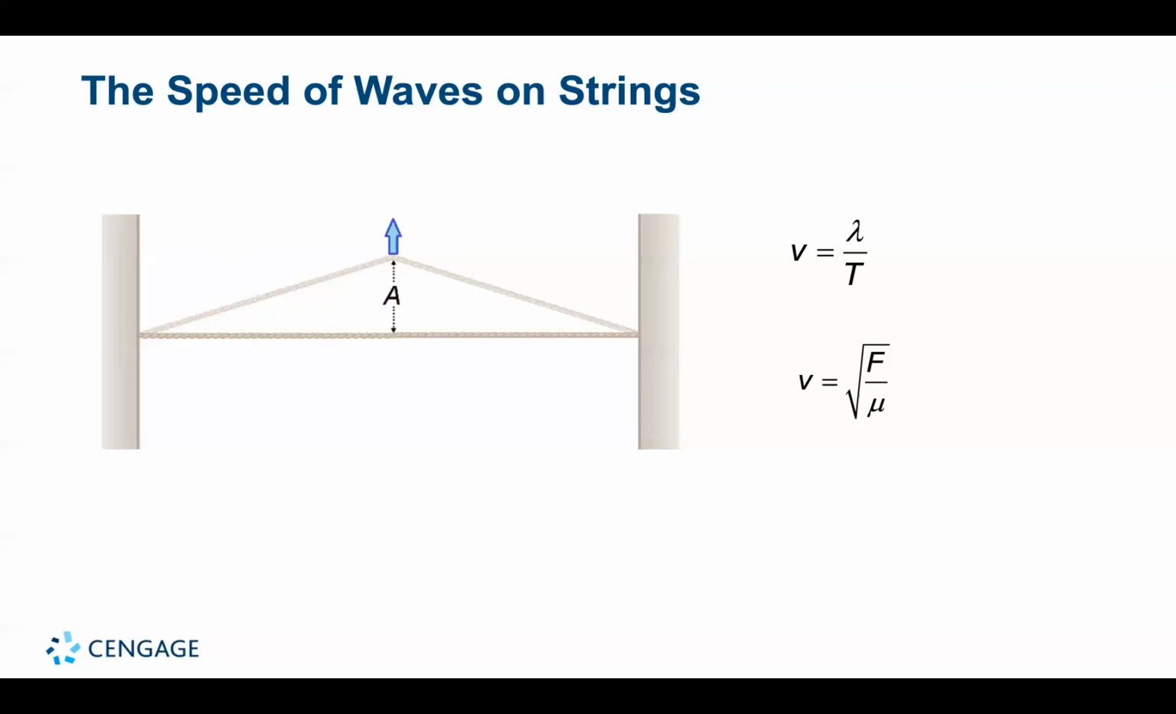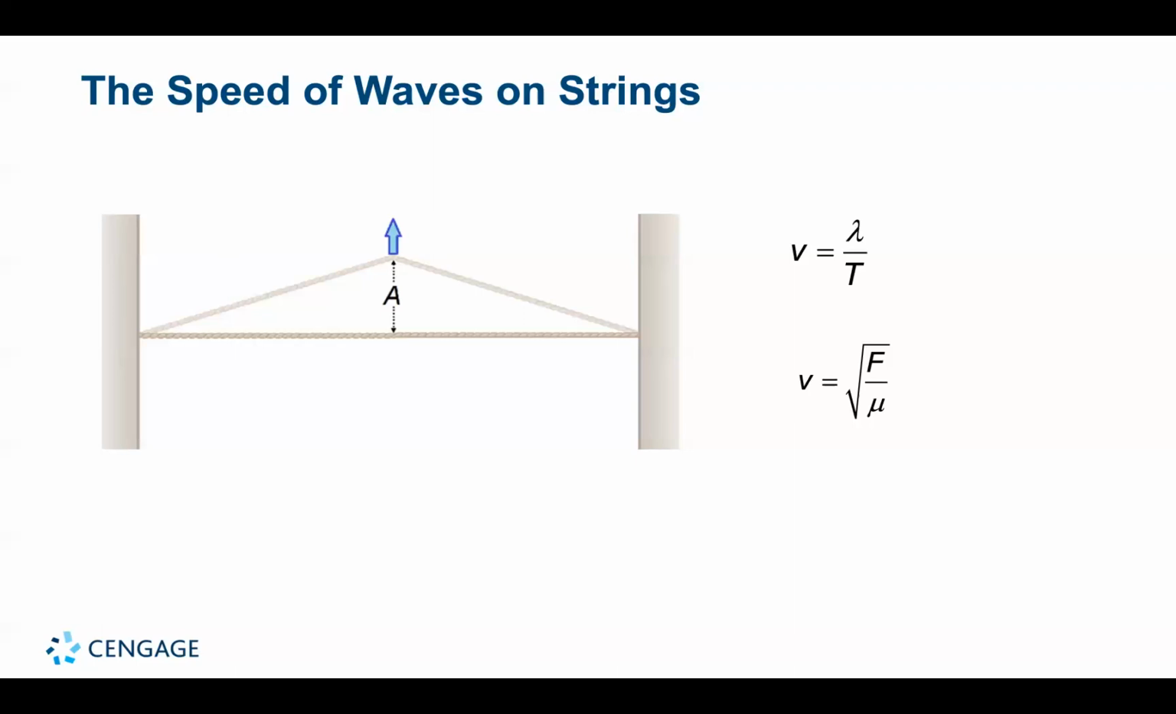So if you consider the situation where the wavelength is a fixed length, then a string under a greater tension has a greater wave speed because the period of vibration is shorter. Remember that the wave advances one wavelength during one period. It also makes sense that a string with greater mass per unit length, mu, vibrates more slowly, leading to a longer period and a slower wave speed.